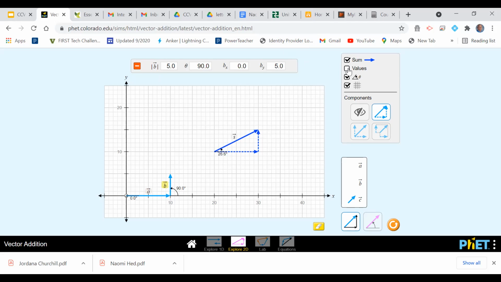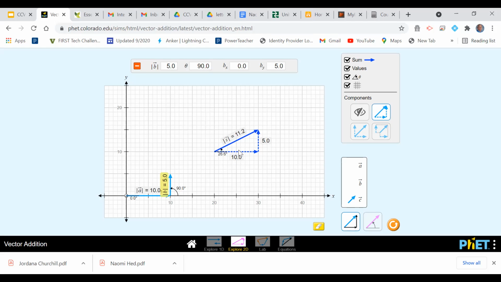Let's show the values. Okay, so 10 to the right and 5 up. And the Pythagorean theorem says go 10 squared plus 5 squared, and then take the square root of that. So that's where 11.2 comes from. And then here you can see that we have an angle built in. The simulation automatically took care of that for us. So far that makes sense.